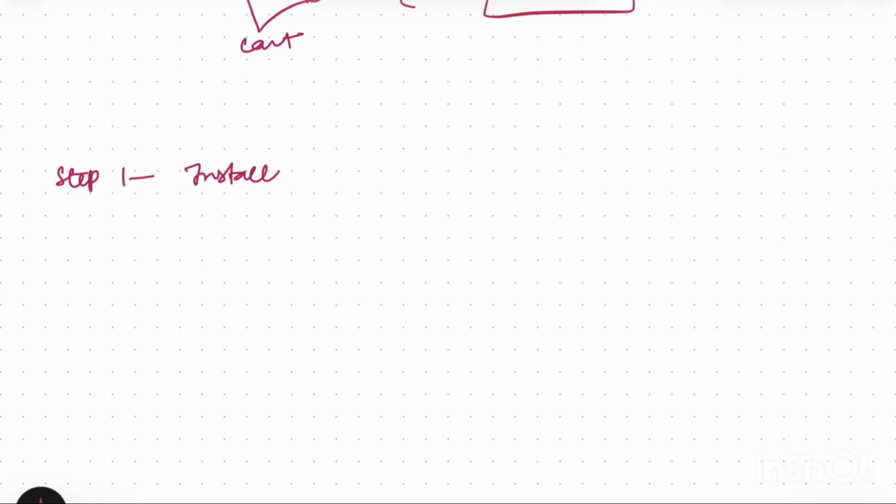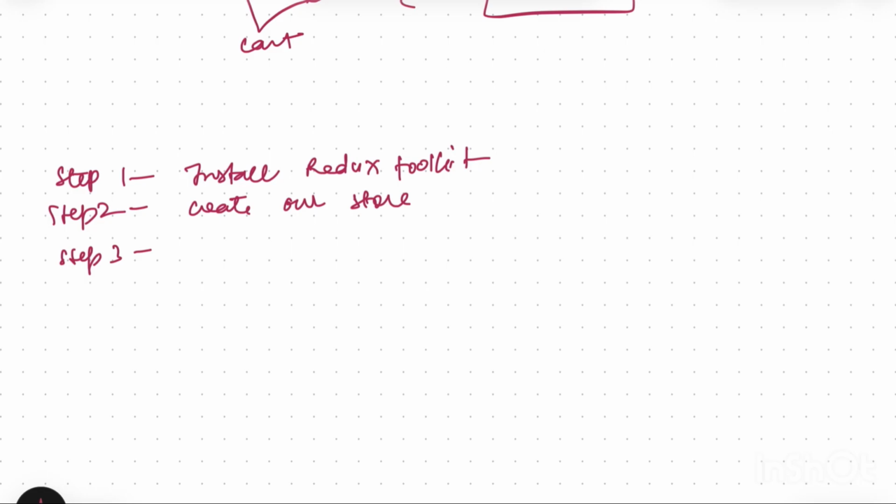All right, before you start coding, let me give you a little roadmap. There are basically a few steps you need to follow. Step one is that you install the Redux toolkit. That's the first thing you need to do. Second step is to create the store, set up your Redux store. Step three is to connect that store to your app, so your entire application has access to it.